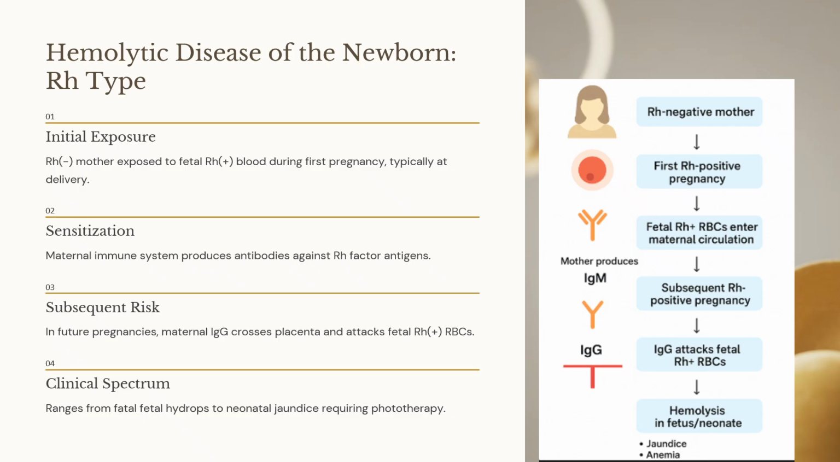baby. However, in subsequent pregnancies where the mother carries again an Rh positive baby, the mother would have already produced sufficient IgG antibodies which are monomers and they are small in size. The IgG antibodies are small enough to cross the placenta, attack the fetal red blood cells and cause hemolysis. The severity can range from mild jaundice to severe anemia, to hydrops fetalis and even death. This is in short about the hemolytic disease of the newborn due to Rh type.